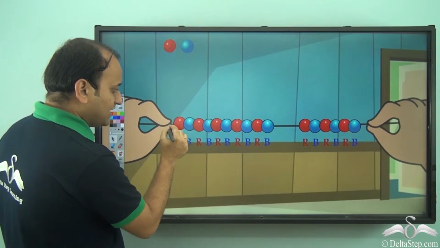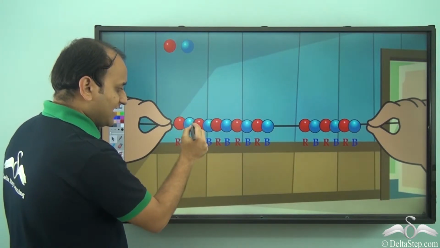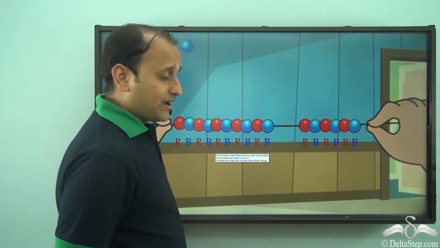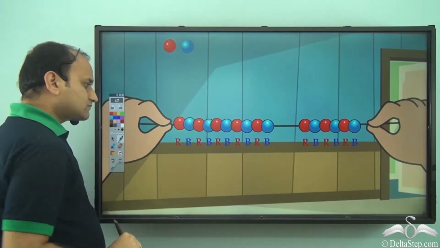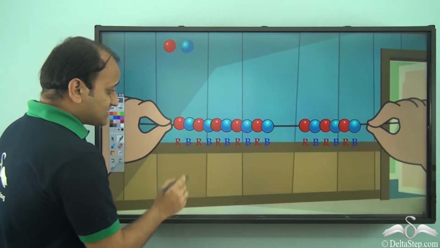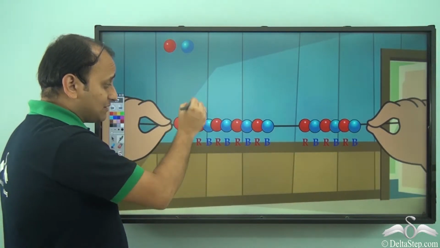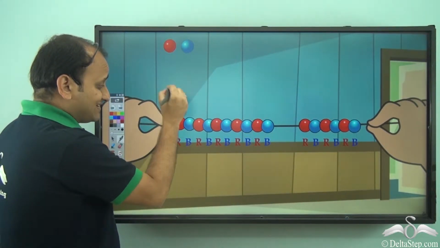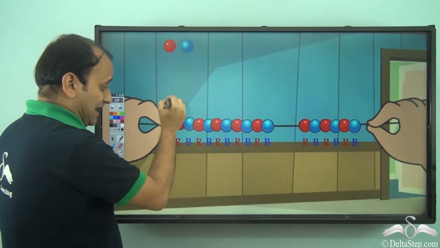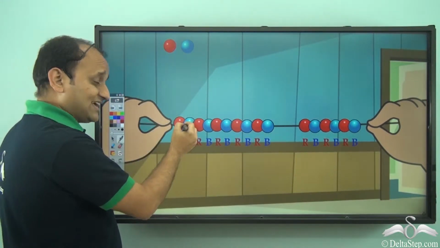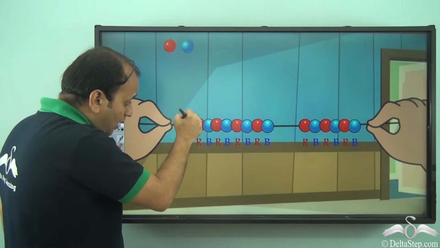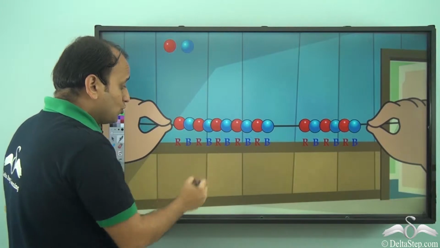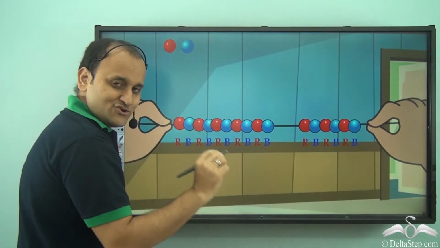So we have a red bead, then a blue bead, a red, then a blue, a red, then a blue, and so on. Now you will notice that none of the colors are repeating individually. That is, it's not that the red bead is repeating again and again. We have a red, the next one is not a red, it's a blue one. Then we have a red again, then a blue.